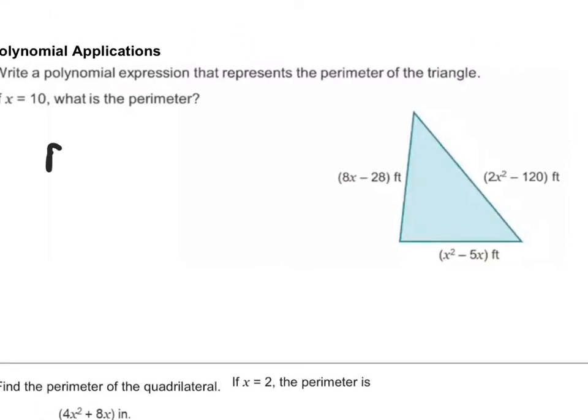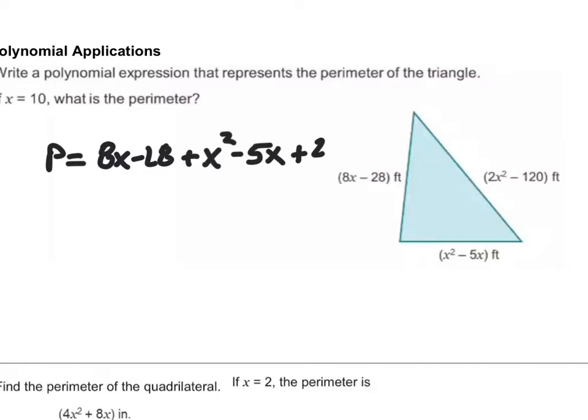Okay, so the perimeter, I'm going to take this first side, which is 8x minus 28, plus this second side, which is x squared minus 5x, so plus x squared minus 5x, and then plus this last side, which is 2x squared minus 120, so plus 2x squared minus 120.